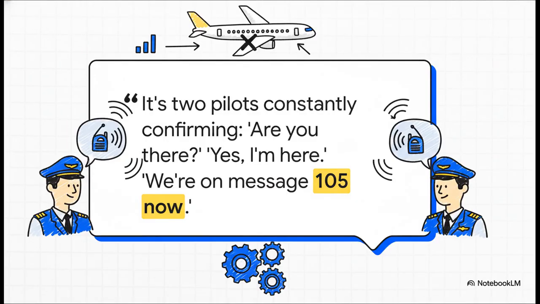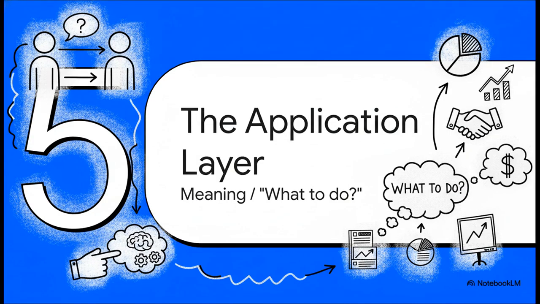A good way to think about it is like 2 airline pilots on a long flight. They're constantly doing radio checks, right? Confirming their status, acknowledging messages. They aren't talking about the passengers. They're totally focused on maintaining a stable, reliable link between their 2 cockpits. That's the session layer. Okay, now for the second layer.